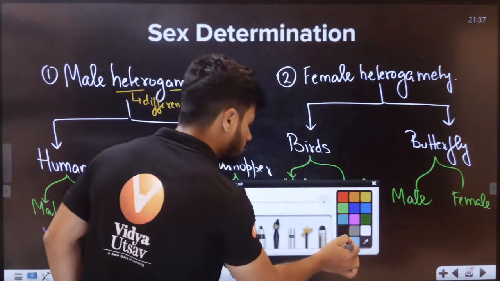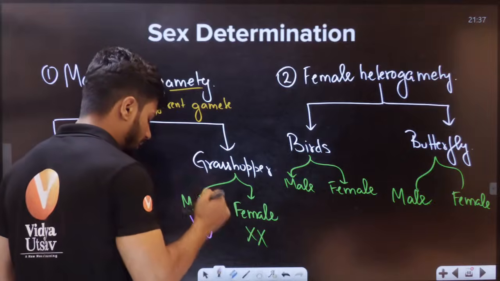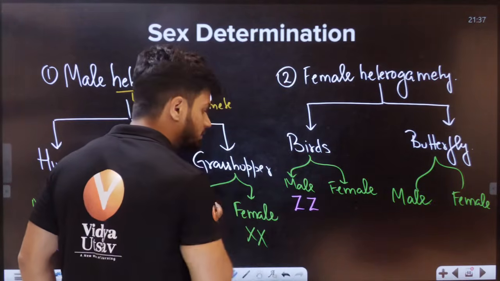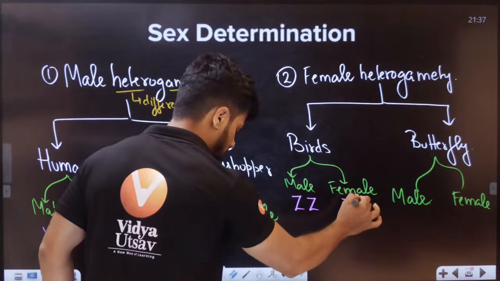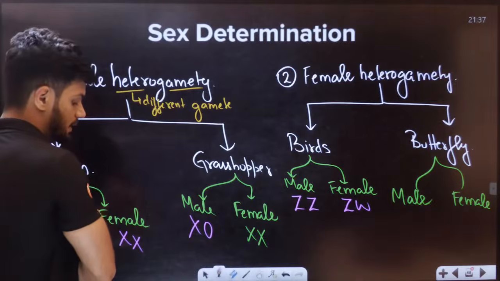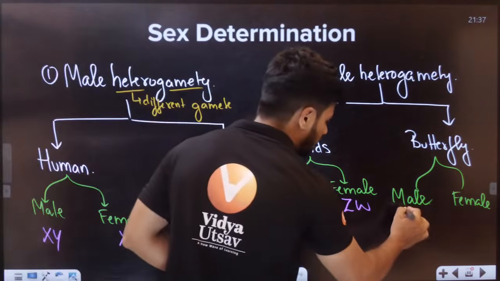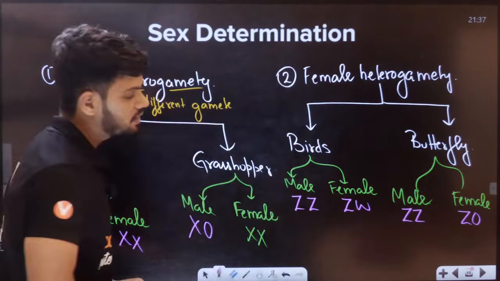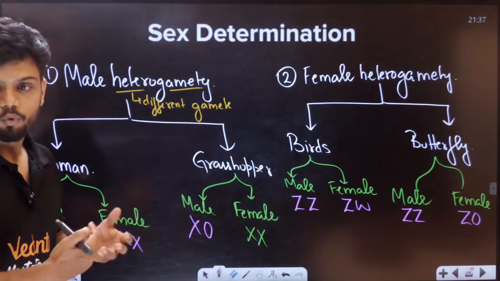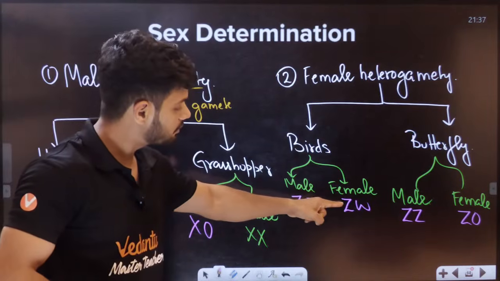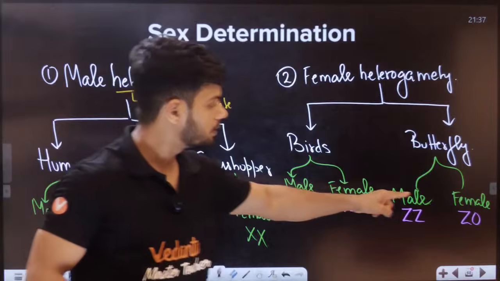Students, obviously, in the case of birds, the male will have ZZ and the female will have ZW. Now again here we will have ZZ here and Z naught here. So that is the female, students. That is the female heterogamety. The only difference is that in female heterogamety, the females have two different types of gametes.